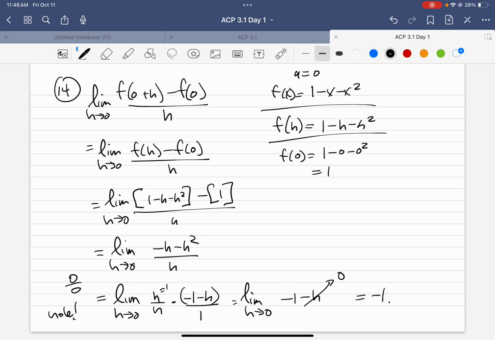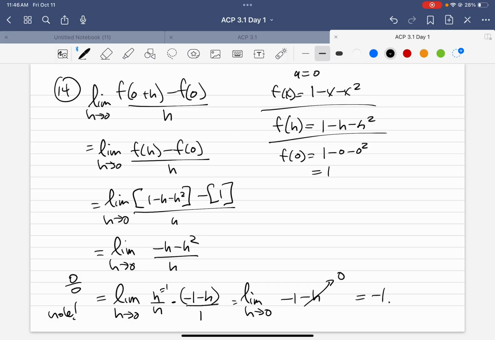So let me go back here. I'm going to just say 12a, 14a, 16a, and then we'll do 18. I'll find the equation of the tangent line.